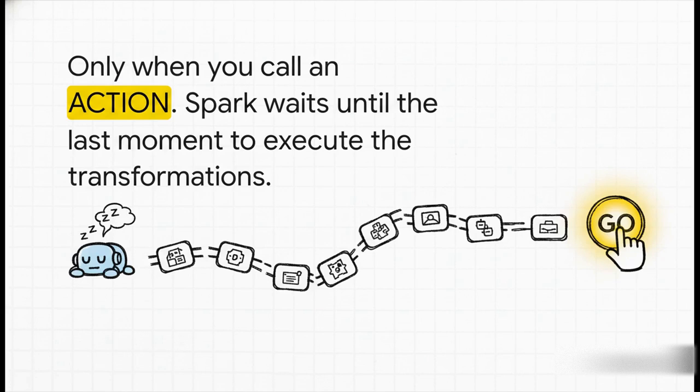But this is its greatest strength. Because it waits, it can look at your entire plan, your whole recipe from start to finish, and figure out the absolute most efficient way to execute it. It can shuffle steps around, combine them. It optimizes everything before running a single calculation. That's the secret to its speed.